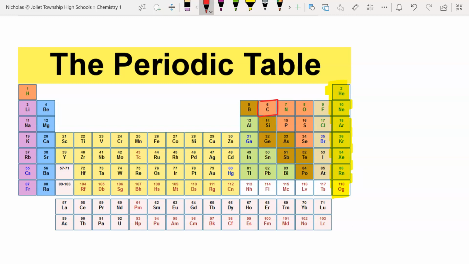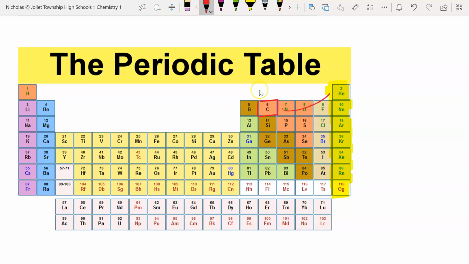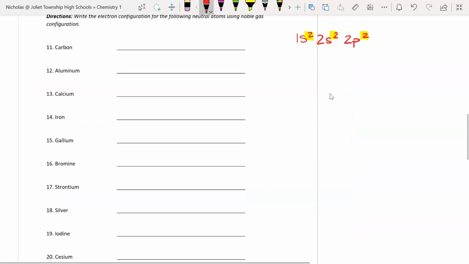So carbon is number 6, so I'm going to keep subtracting. So here's boron. I'm going to keep going. So number 4 is beryllium, then lithium. Now I'm going to go to the next row up, but I'm going to go up here. So from lithium, I go to helium. Helium is number 2 on the periodic table, and that's the first noble gas that I hit.